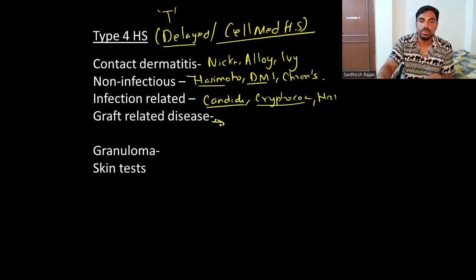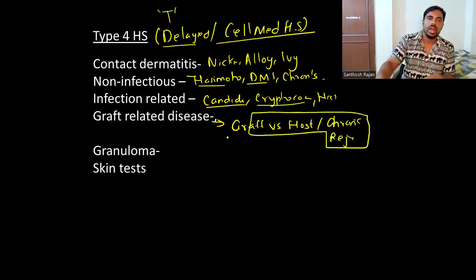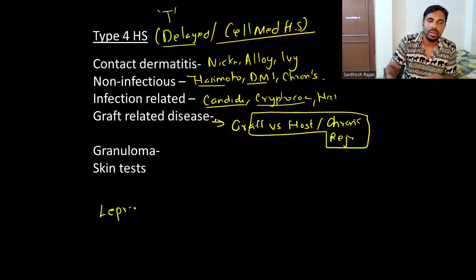Graft versus host reaction, this is graft versus host reaction itself, and also chronic rejections. Chronic rejections will come in type 4 hypersensitivity reaction. Don't forget, very, very important. Also, one more thing you should not forget: leprosy type 1 is a type 4 hypersensitivity reaction. But leprosy type 2 would be a type 3 hypersensitivity reaction.